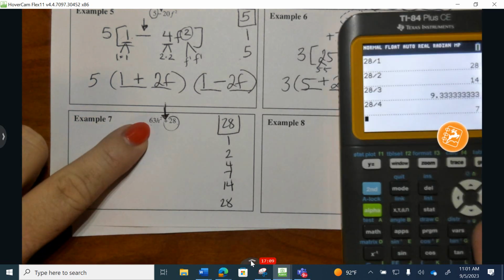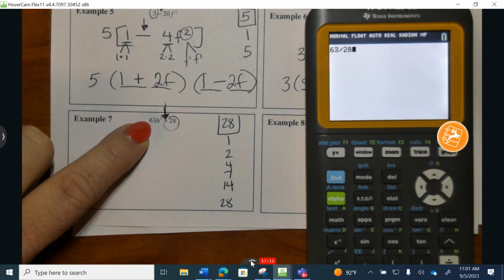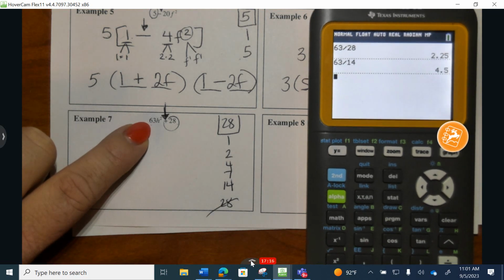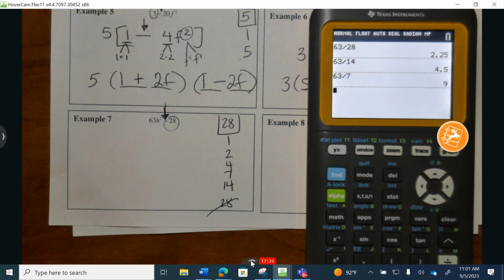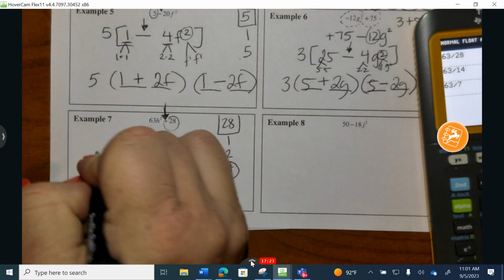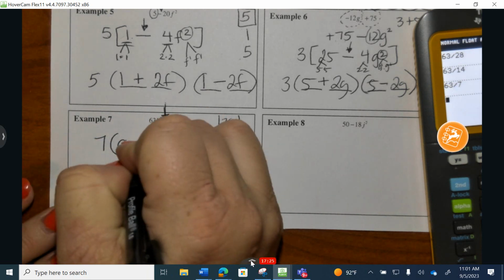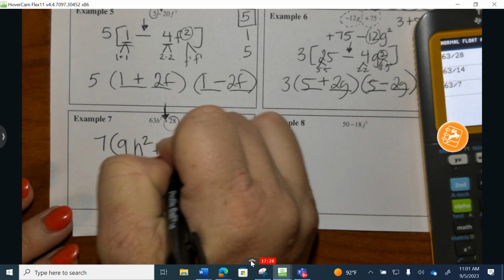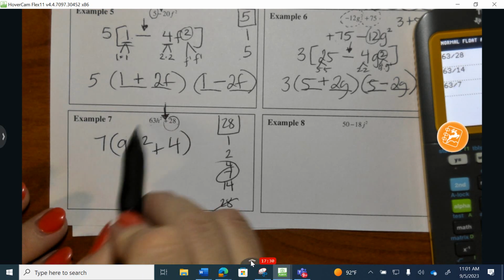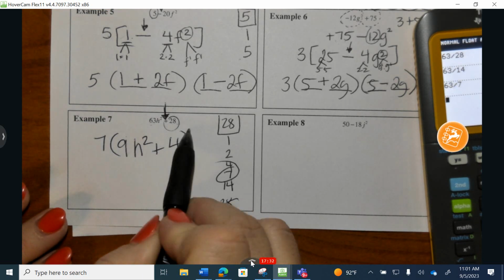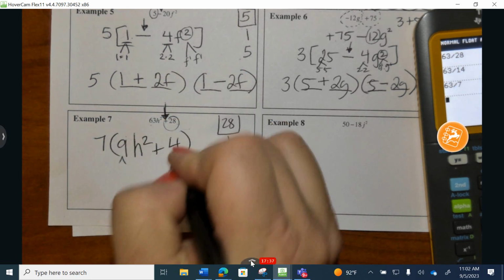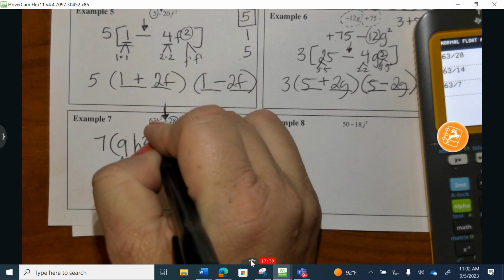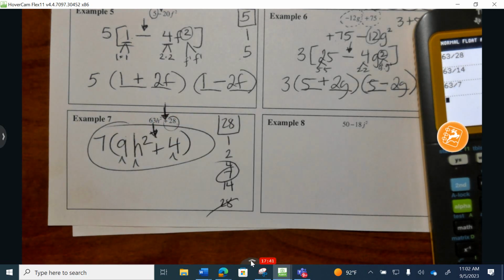Just working our way in. And I go one by one now. I start with the larger of the numbers. I divide it by 28. Nope, doesn't work. Divided by 14, it does not work. But when I divide 63 by 7, we can see I get a nice whole number. So I'm going to factor out a 7 to get 9h squared plus 4. When I distribute this, I should end up with this exact same expression. Why can't I go further? Why can't I go 3 times 3, 2 times 2, h and h? Because this is not subtraction. I have gone as far as I can.